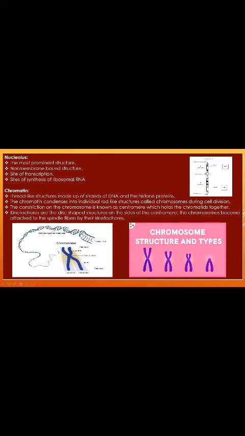Two chromatids are attached to the centromere. This you will find only during cell division stage. Other than that, if the cell is not at the dividing stage, then the chromosomes will appear like this, right?